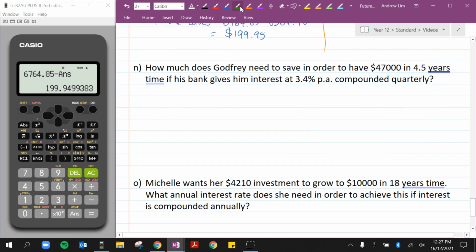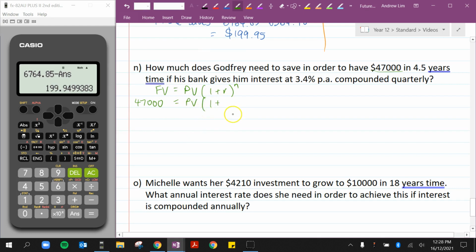Okay, question N. How much does Godfrey need to save in order to have $47,000 in 4.5 years' time if his bank gives him interest at 3.4% per annum compounded quarterly? So we've got future value is equal to present value times 1 plus r to the power of n. He wants to have $47,000 in 4.5 years' time, so that's the future value, $47,000. We want to work out what the present value is. That's why the question is asking how much does he need to save now. So that's what we want to work out.